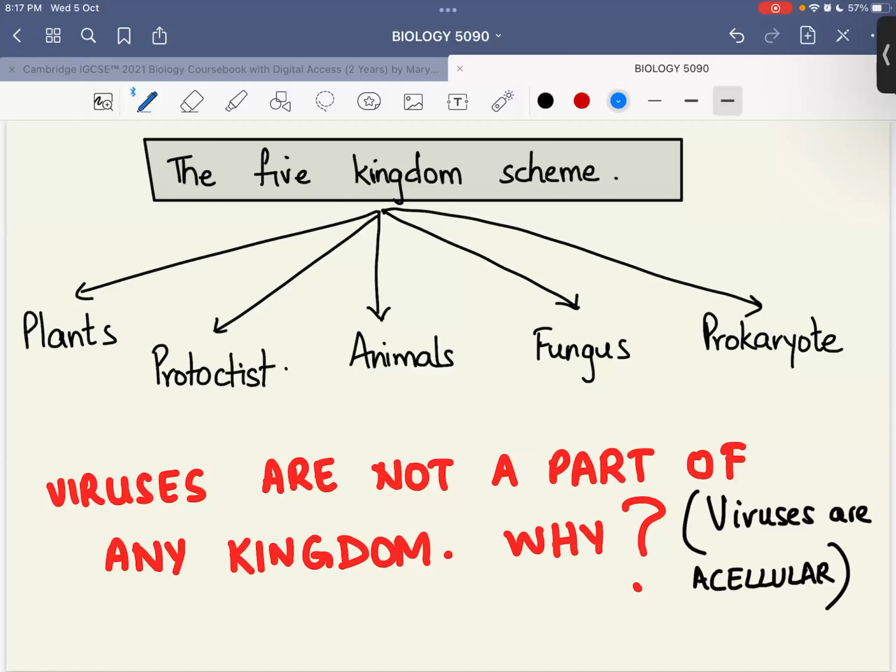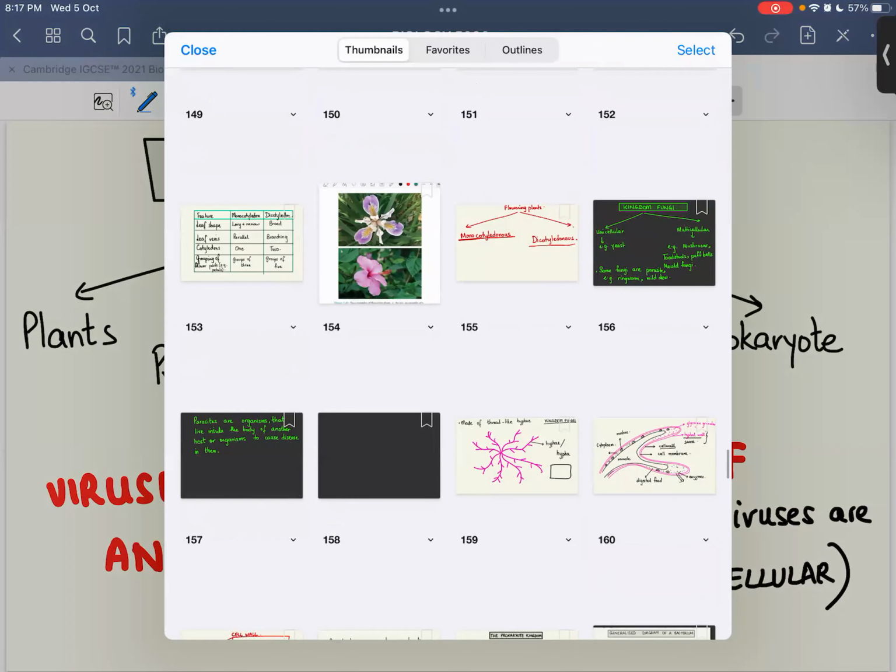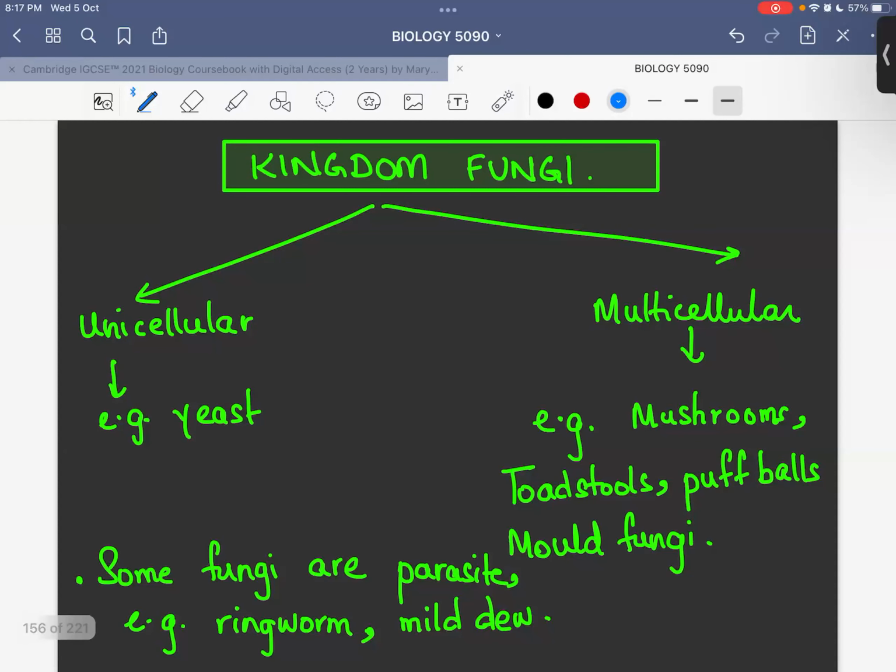The same slide which I had shared in the very beginning, when I told you that there are 5 kingdoms. We will do plants, protoctist, animals, fungi, and prokaryote. So we're done with plants. Let's move on to kingdom fungi, fungus, right?